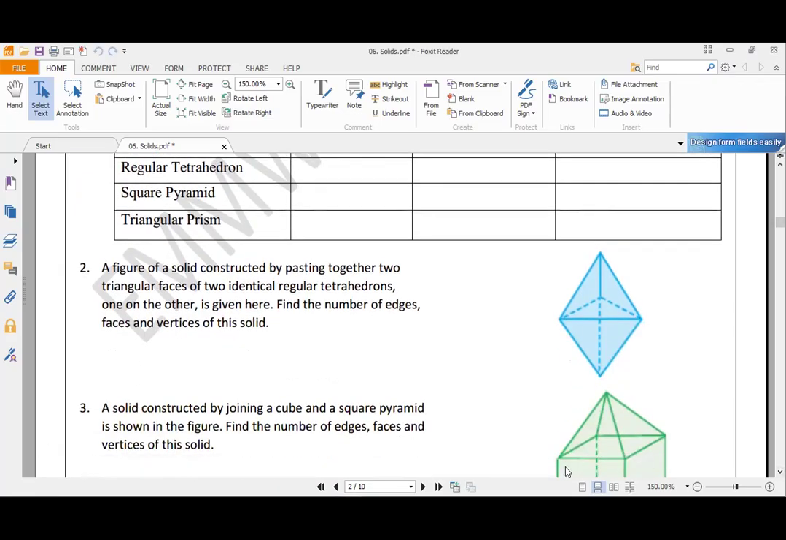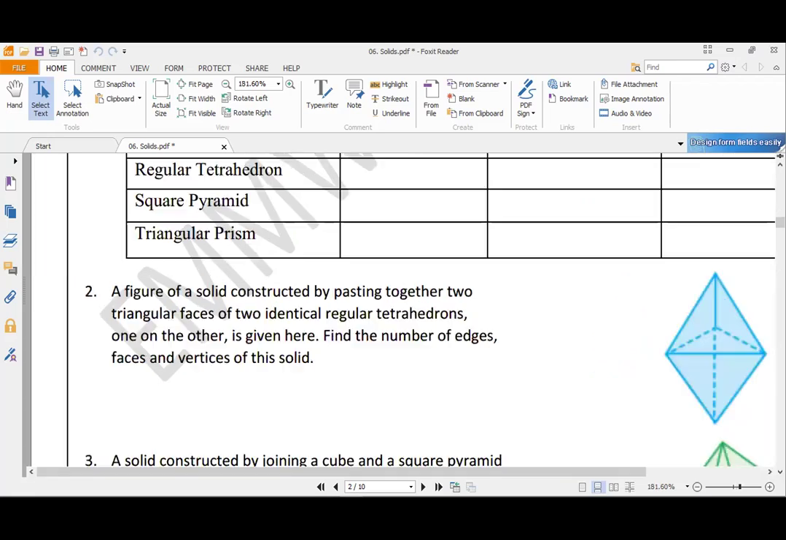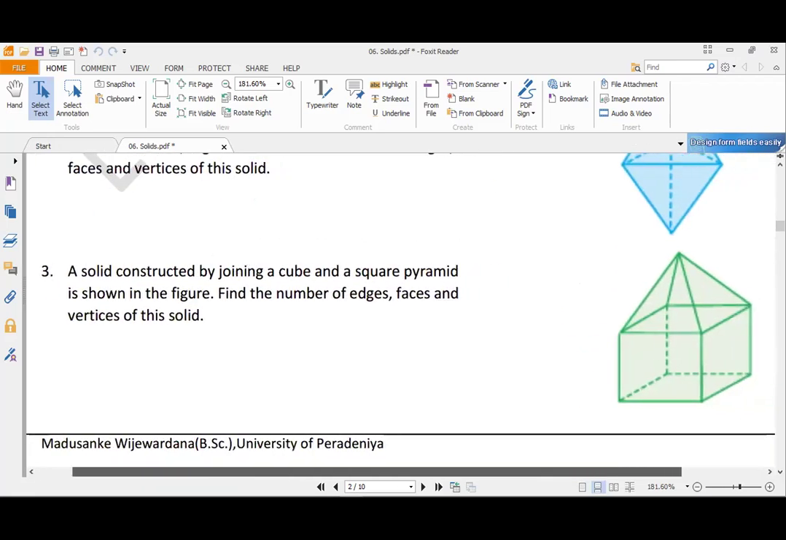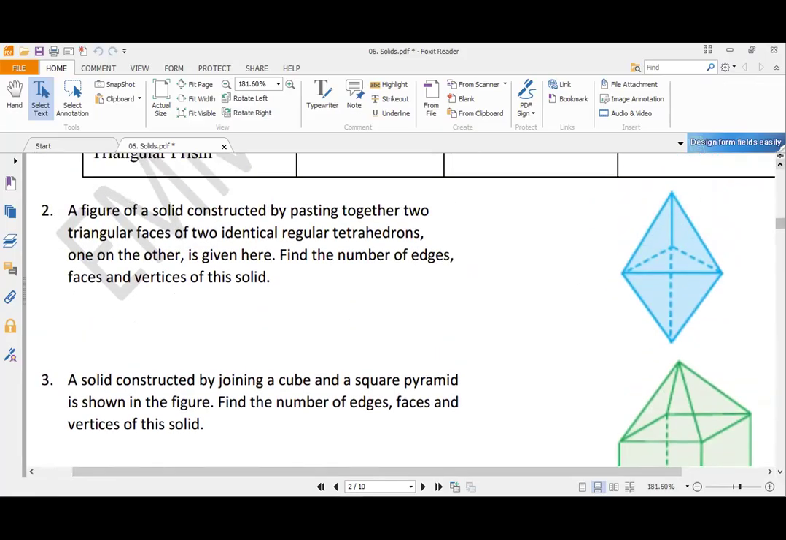So this one, I will zoom this. Second question. A figure of a solid constructed by pasting together two triangular faces of two identical regular tetrahedrons. So do you know what a tetrahedron is? It is something like this. So one single tetrahedron looks like this.